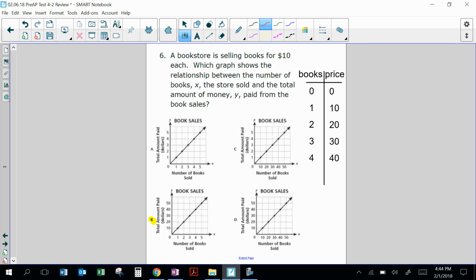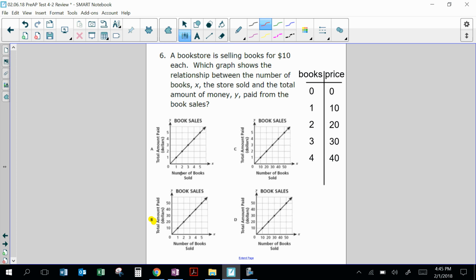Number 6. A bookstore is selling books for $10 each. Which graph shows the relationship between the number of books sold and the total amount of money they paid for the book sale? Well, they're selling books. I made a table. I didn't have to make a table, but I chose to. So books and price. If I buy 0 books, I'm going to pay $0. If I buy 1 book, it's $10 each, I pay $10. 2 books will cost 20. 3 will cost 30. 4 costs 40.